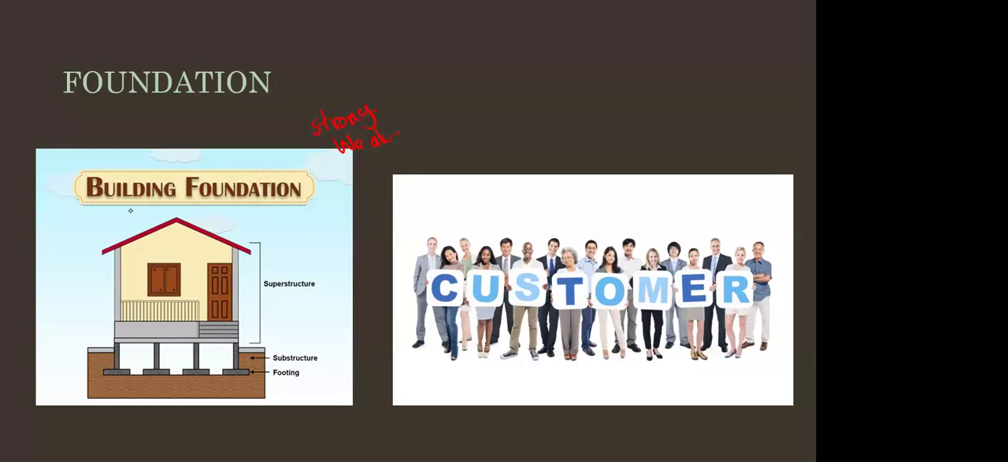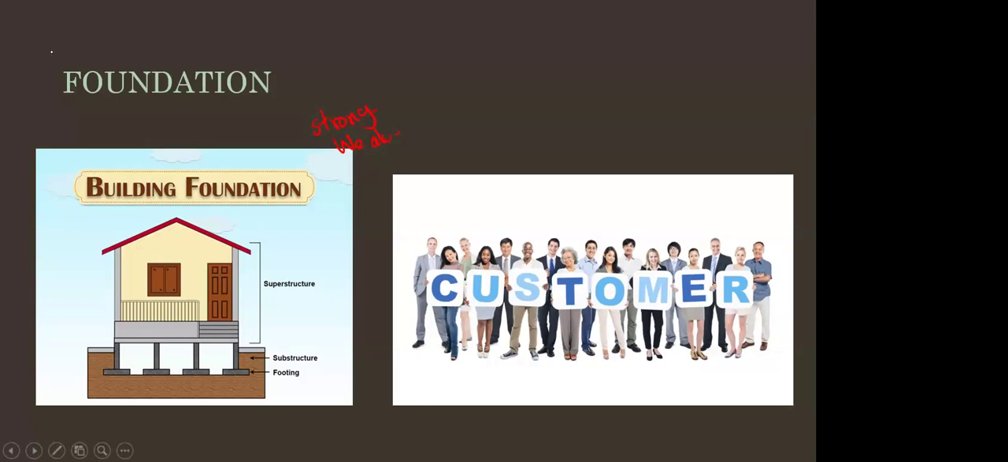If you have many customers, perfect. A large business, a successful business. If you have only a few customers, that means the business is not doing properly. That's a weak business, an unsuccessful business. Is it clear? Business foundation, simple thing. Foundation of a business is what? The customers. Is it clear?